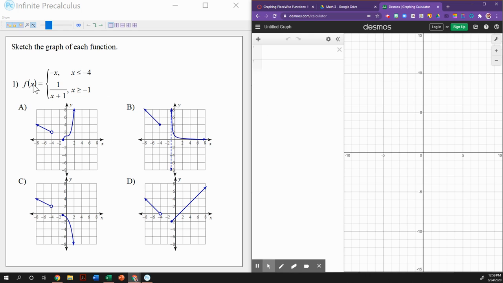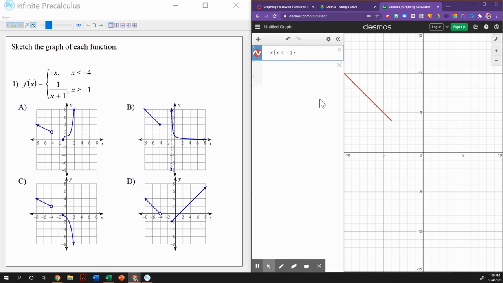All right, so if I want to take number 1 and type it in, for every line that I have, that's how many lines I'm going to have in Desmos. Since this is a 2-line problem, I'll have 2 lines in Desmos. So I'm going to type negative x, and then in curly brackets, x less than or equal to negative 4, close my curly brackets.